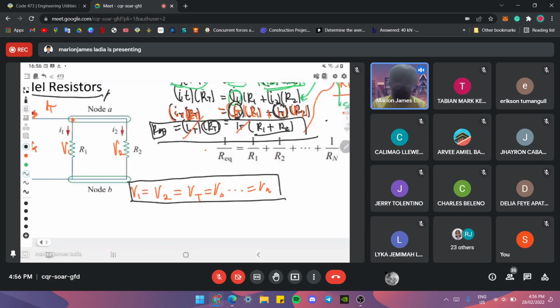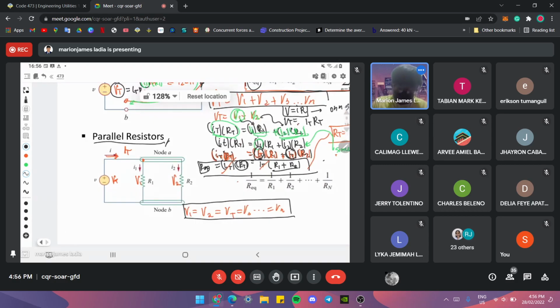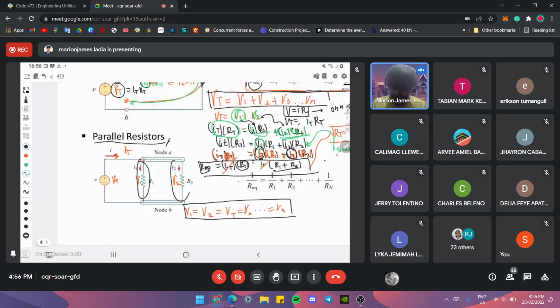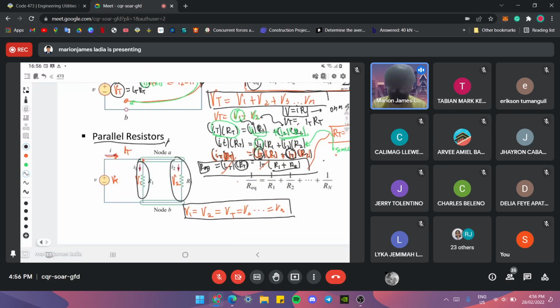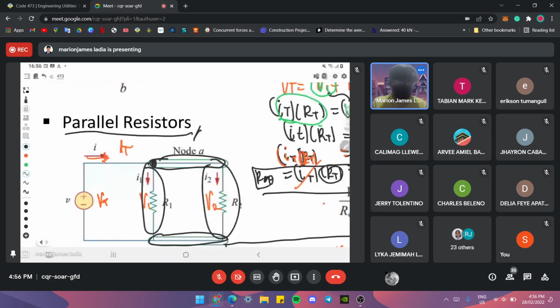Let me repeat. In a parallel resistor, we have V1 equals V2 equals V total equals V3, which is equal to Vn. Everything connected there has equal voltage. Okay? So what is additive is the current. Take note, these points, this single point here, is what we call a node. The node is the interconnection of different branch circuits.